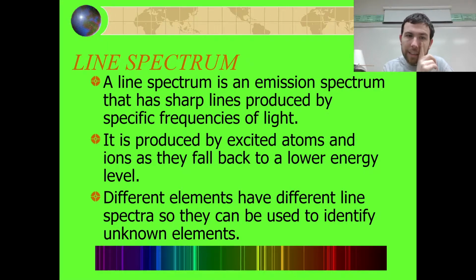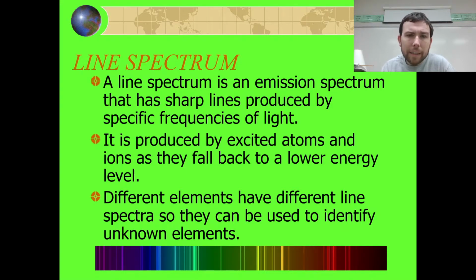Now, uniquely, different elements have different line spectra. So for example, this would be a unique line spectra to one specific element. And so no two elements have the same exact line spectra. And so based on that information, you can use the line spectra to help you identify unknown elements if you have the line spectra data.